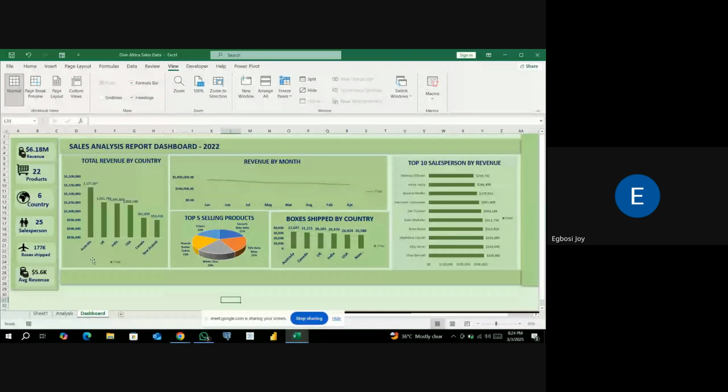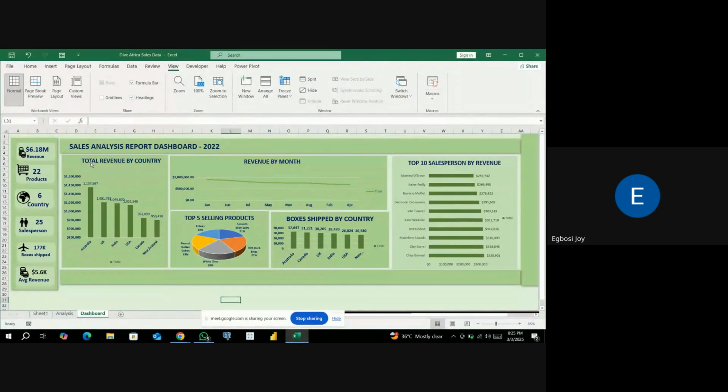This is my dashboard for the sales analysis report. From my analysis, you can see that the revenue is $6.18 million. We have 22 products in total, and the analysis shows that it's from 6 countries with 25 salespersons. This is the total number of boxes shipped across the countries, and this is the average revenue.